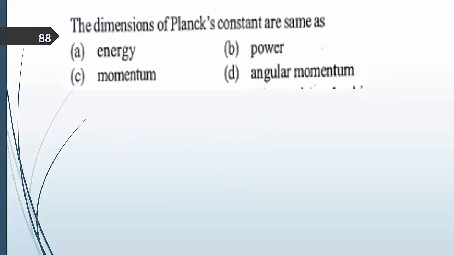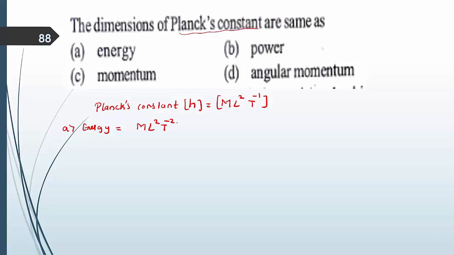Question number 88. The dimensions of Planck's constant are the same as. We already derived the dimension formula for Planck's constant. I can directly write that H equal to m L square t raised to minus 1. Now you can observe all the 4 options and check which has the same dimensional formula. Option A is energy. Energy has dimension m L square t raised to minus 2. So this is different from Planck's constant.